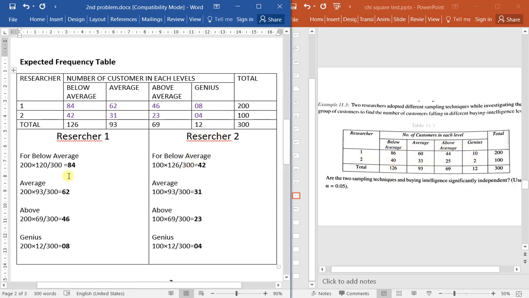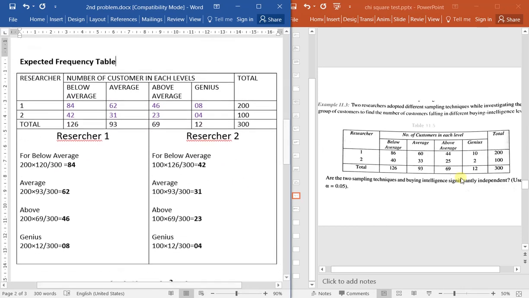Okay, so how did you calculate it? Your row total into column total divided by grand total. So that is how you do it, just like the previous problem, and you do it for all the values. So first, researcher 1 for below average is 84, researcher 1 average is 62. Here it is. Okay, so that is how you do it. For both the researchers you are calculating expected values.